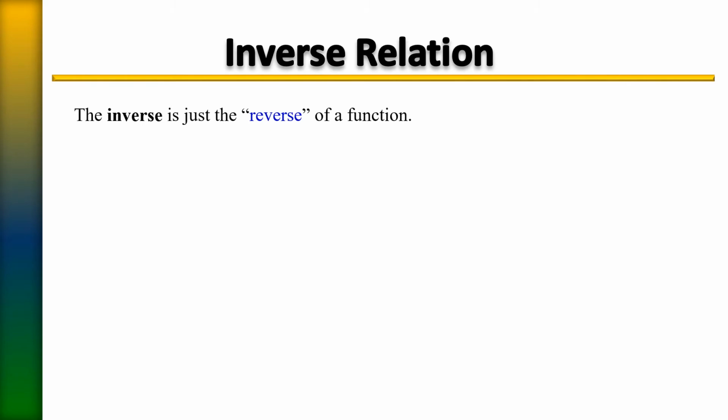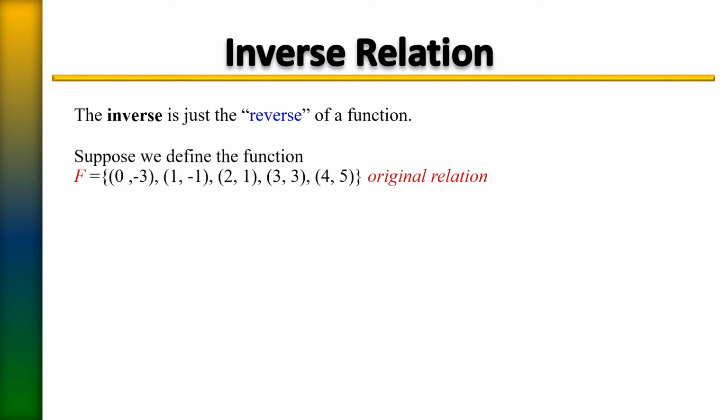So, for example, here we're given a set of ordered pairs, and let's call that set F. And by the way, this relation is a function because notice no two x values repeat themselves. Now we want to find the inverse of this function.